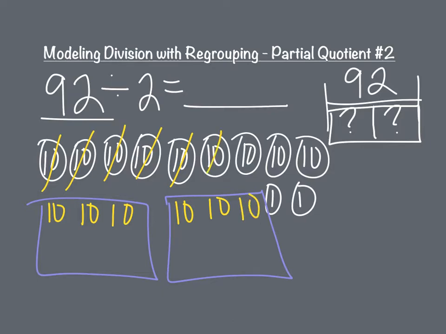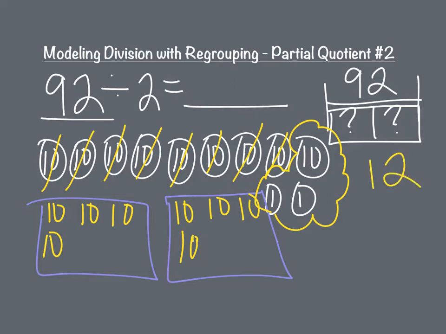I've gone through 6 of the 10, so that's 60. I want to look and see, do I have enough to put another 10 in each box? Yes, I do. Good. Okay, so 10 and 10. Now, do I have enough to put another 10? No, I don't. So let's look at what we have left. How much do we have left?